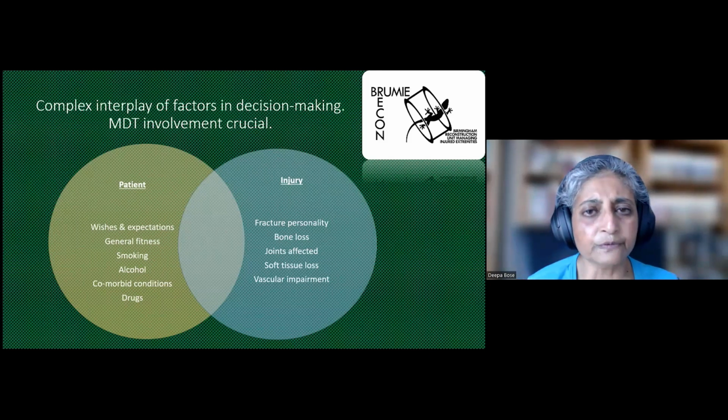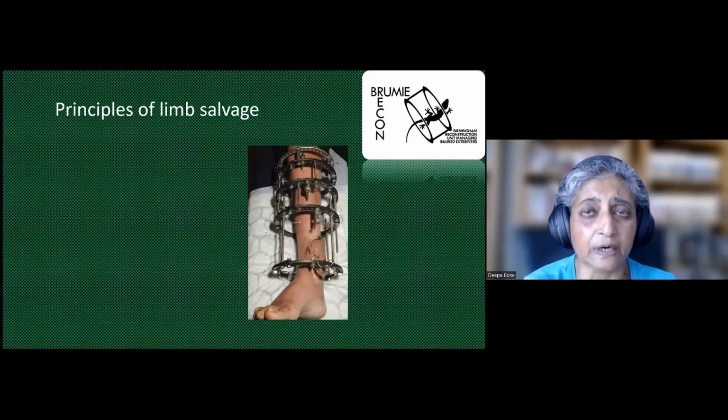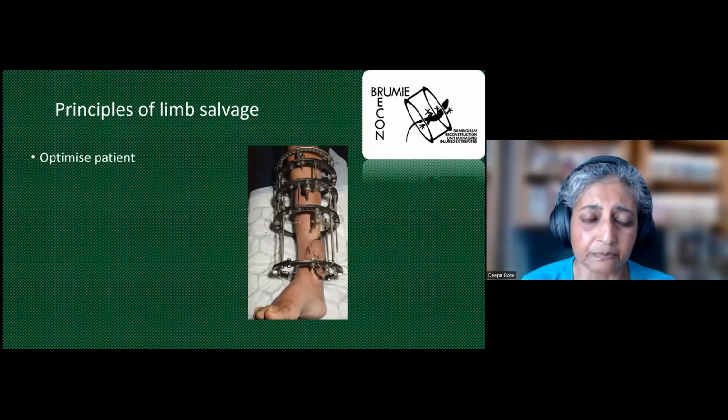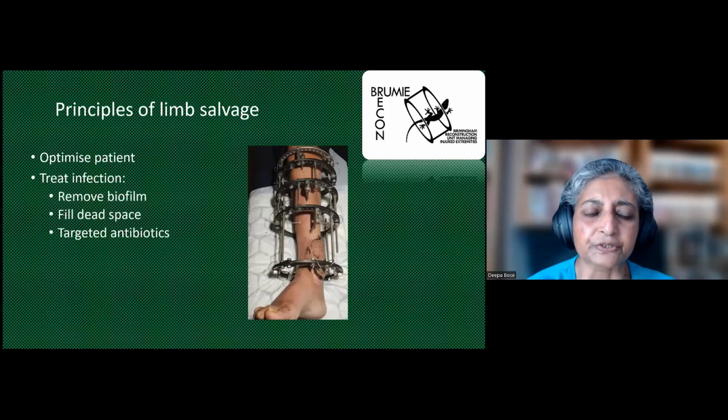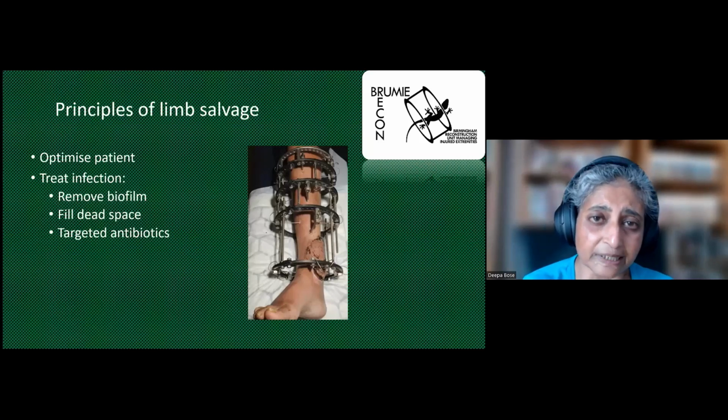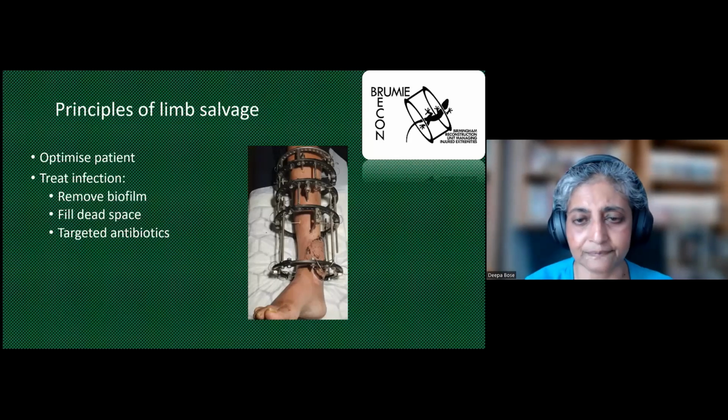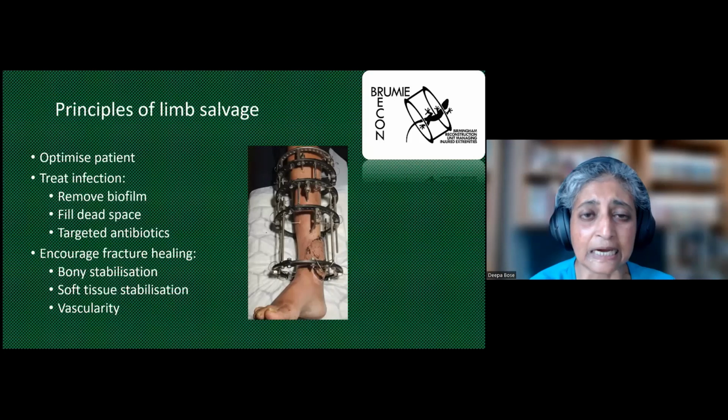Okay, so we'll move on to talk about limb salvage now, because most of our patients that we treat surgically will end up with limb salvage. And so what do we have to do to manage fracture-related infection if you want to save the limb, if that is your goal? So you need to optimize your patient, because you can do all kinds of clever surgery, but unless you've optimized your patient, whatever you do is doomed to failure. You then have to treat your infection, and you do this by dealing with the biofilm, dealing with the dead space, and then providing appropriate antibiotics. And then you encourage fracture healing. And how do you do that? By providing stable fixation, good soft tissue, and good vascularity. So we will look at each of those things in turn.